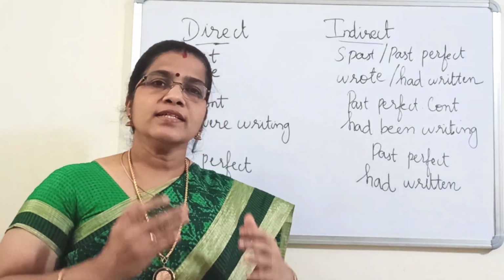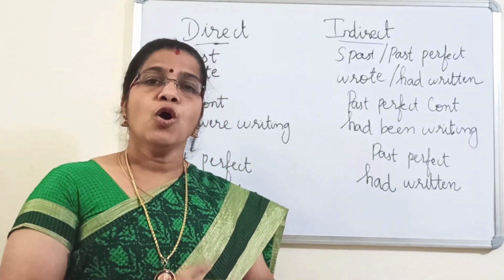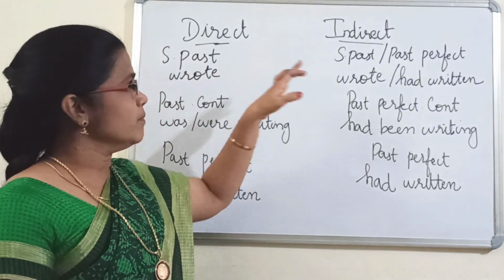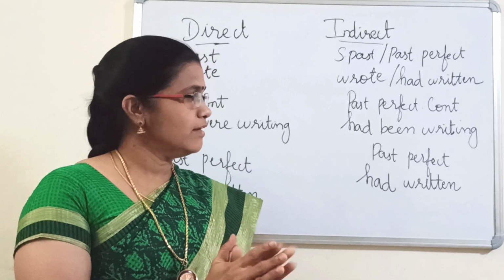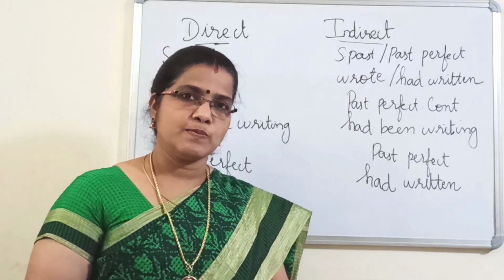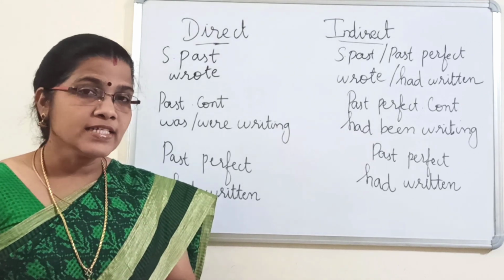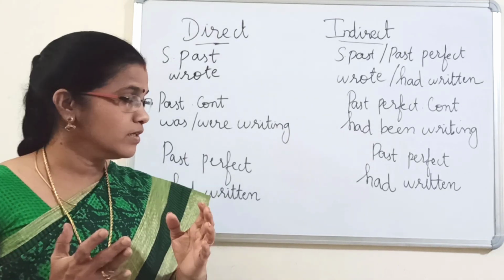You can either retain the same verb or you can change it into past perfect tense. So wrote will become either wrote itself or had written, past perfect tense. And then you have past continuous tense. Past continuous tense, how does the verb look like?